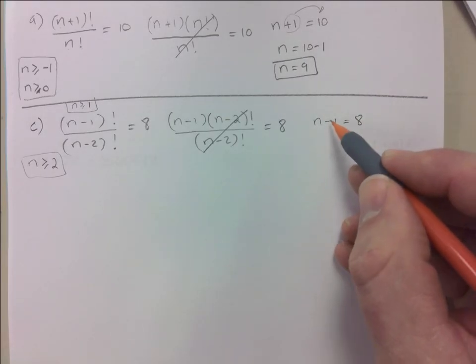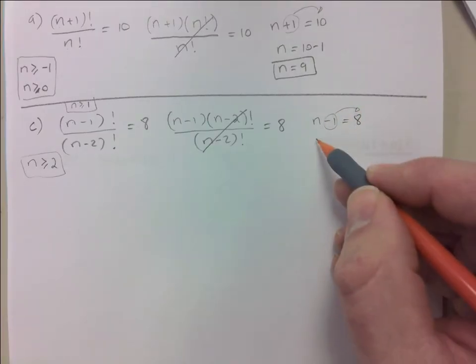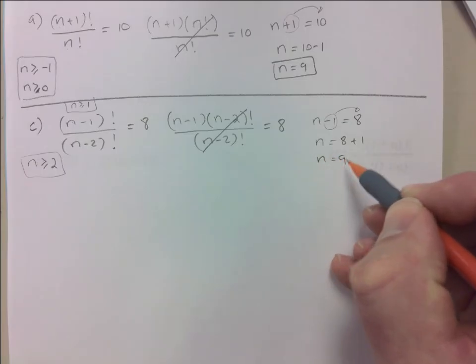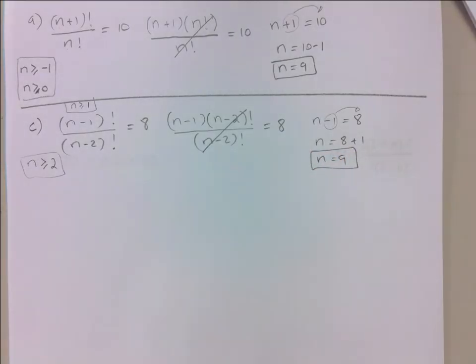What's up with that, right? Bring that over. N is equal to 8 plus 1. N is equal to 9 again. Okay? That's just coincidence, by the way. Don't be thinking, oh, n is equal to 9 all the time. It's not true. Okay?